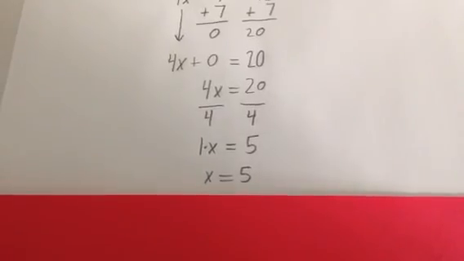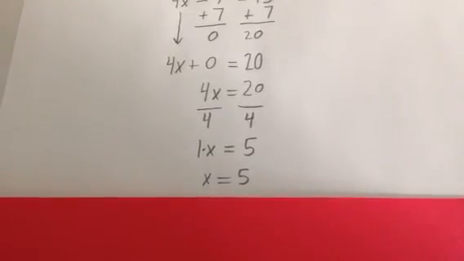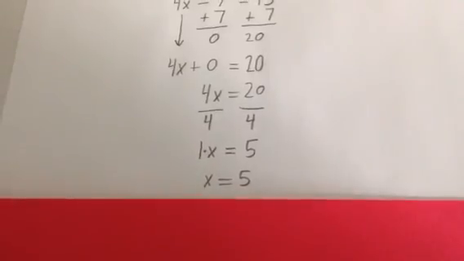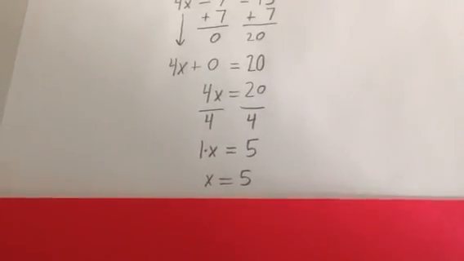Now you can go back and check your solution by taking x equals 5 and plugging it back into the original equation and making sure that the number equals itself.